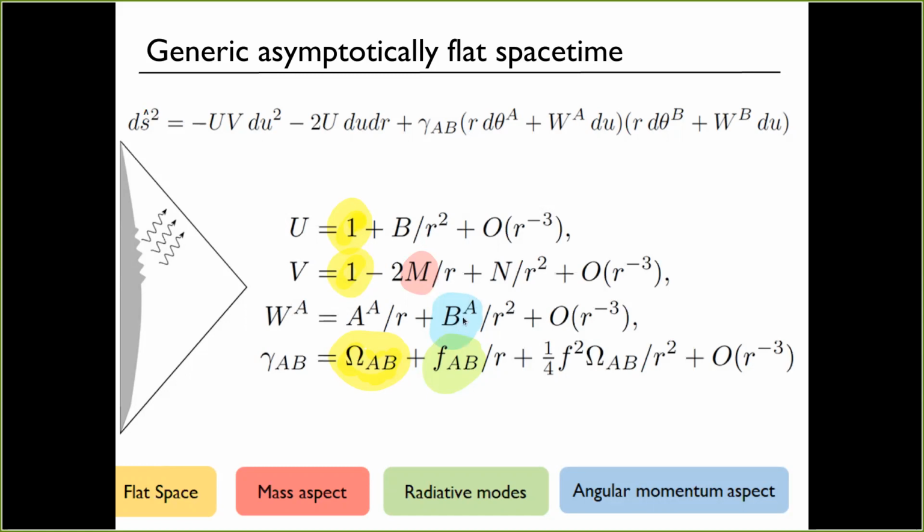This b encodes the angular momentum aspect, which plays a similar role to the mass aspect, but instead of encoding information about the mass, this part of the metric encodes information about angular momentum. And this part of the metric, this 1 over r part on the two-sphere part, encodes information about the radiative degrees of freedom.